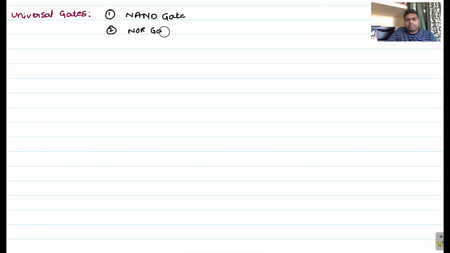Hi everyone. Our next topic is universal gates. So we have two types of universal gates. One is NAND gate and second one is NOR gate. First one, NAND gate.